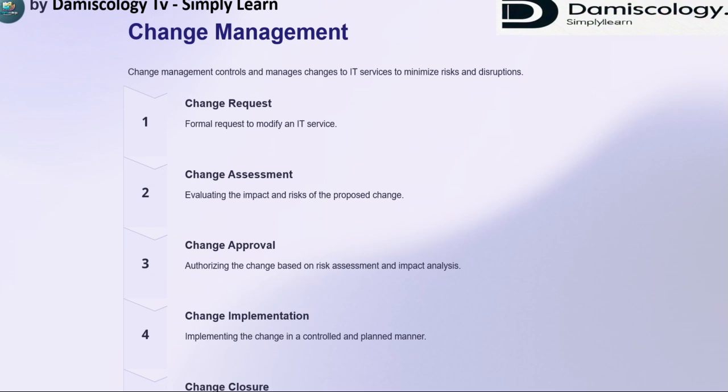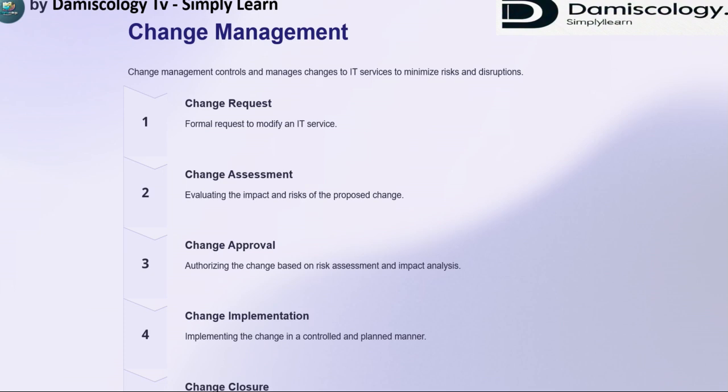Then a change approval is gotten after the change assessment is done and the evaluation is done and finalized. The change approval is gotten, authorizing the change based on the risk assessment and impact analysis. Upon the impact analysis and risk assessment that has been carried out from the evaluation, then an authorization and approval is gotten. Change implementation. After the approval, implementing the change in a controlled and planned manner is established.